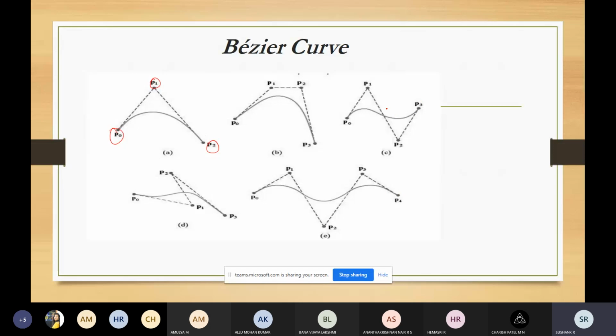Like this we have some equations. Here all the control points are in the xy plane, and z is 0. So when we have three control points, p0, p1, p2, when we have four control points, p0, p1, p2, p3, and similarly when we have five control points, p0, p1, p2, p3, p4, like that. So these are some of the examples.